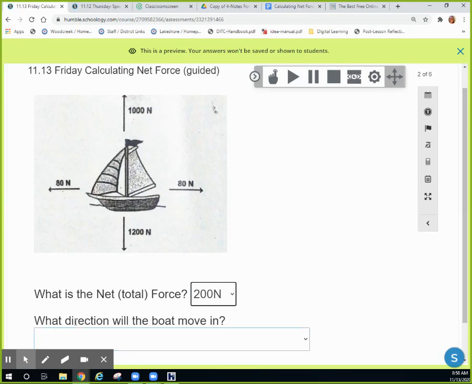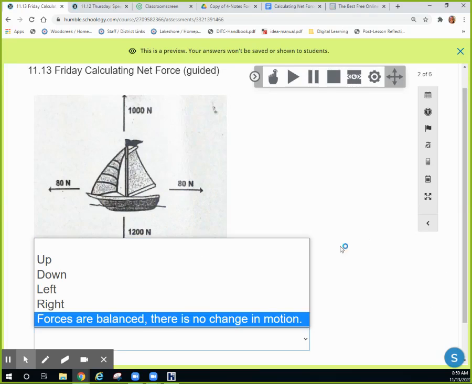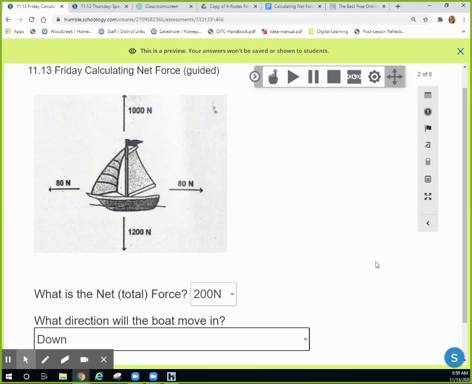Okay, and the boat is going to move in which direction? All right, good. Everybody is answering it right. The boat is going to move down because there is a greater force pulling the boat down. This poor boat is practically sinking. Okay?